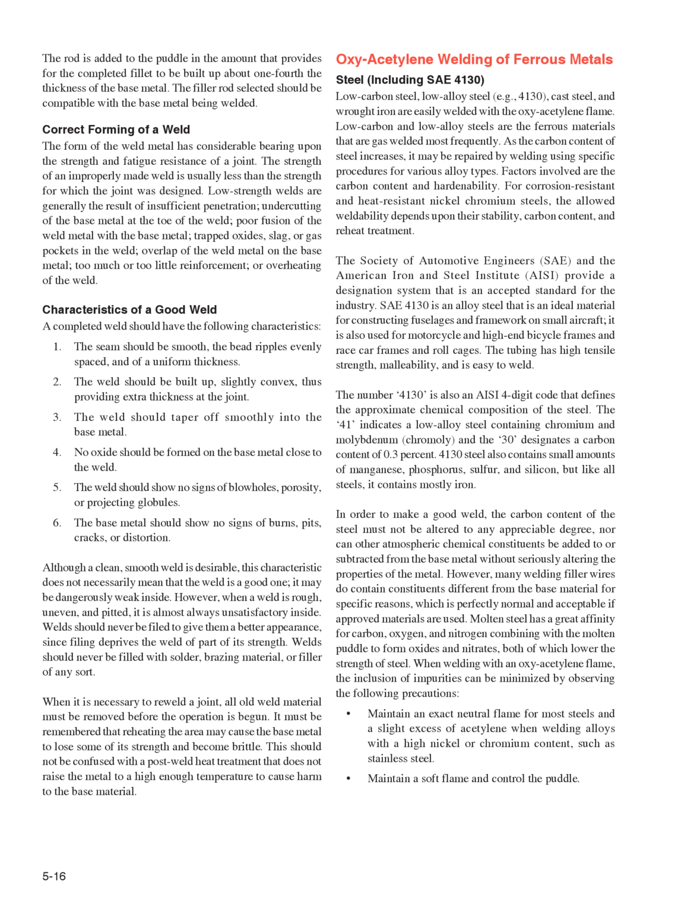The number 4130 is also an SAE 4-digit code that defines the approximate chemical composition of the steel. The 41 indicates a low alloy steel containing chromium and molybdenum, chromoly, and the 30 designates a carbon content of 0.3%. 4130 steel also contains small amounts of manganese, phosphorus, sulfur, and silicon, but like all steels, it contains mostly iron.